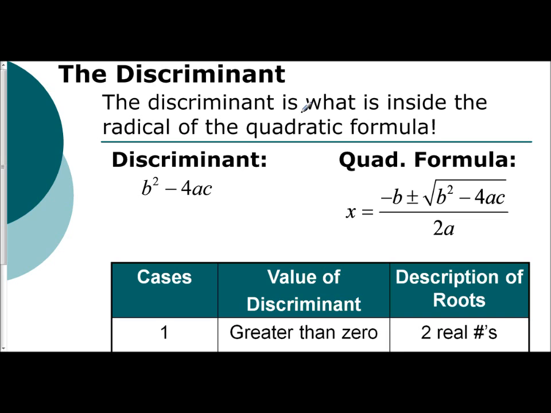So if I take a look at the quadratic formula, I have x equals negative b plus or minus the square root of b squared minus 4ac all over 2a. So when I say that it is the expression inside the radical, it's not including the radical. It's just the b squared minus 4ac.